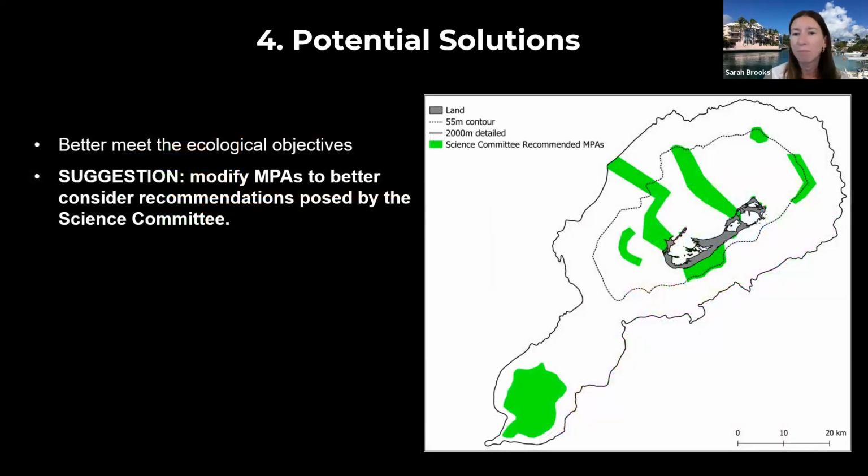Now, the Science Committee made some suggested recommendations on where they thought should be protected in Bermuda's waters. And these recommendations are based on where our scientists felt would achieve the best ecological protection without causing too much user conflict. So this is a potentially good data layer to use that can be considered to help better achieve the ecological objectives.